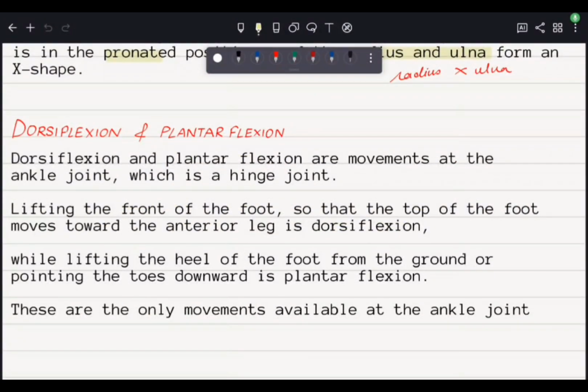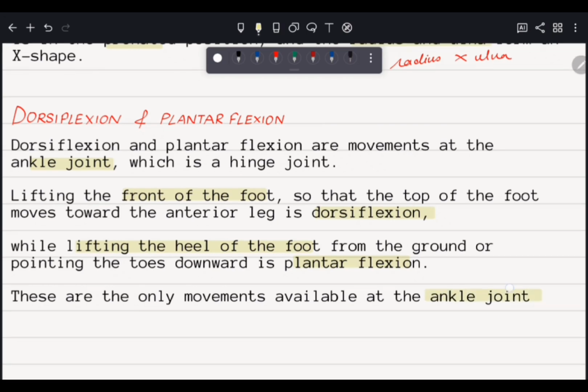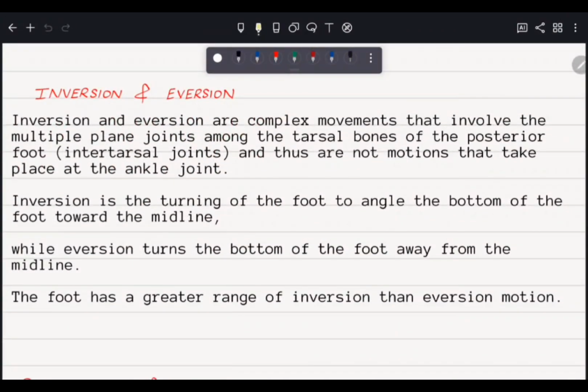Dorsiflexion and plantarflexion are movements at the ankle joint, which is a hinge joint. Lifting the front of the foot is dorsiflexion, whereas lifting the heel of the foot is plantarflexion. These movements are only seen in the ankle joint. Talking about inversion and eversion, they are complex movements that involve the multiple plane joints among the tarsal bones of the posterior foot, the intertarsal joints, and thus are not motions that take place in the ankle joint.